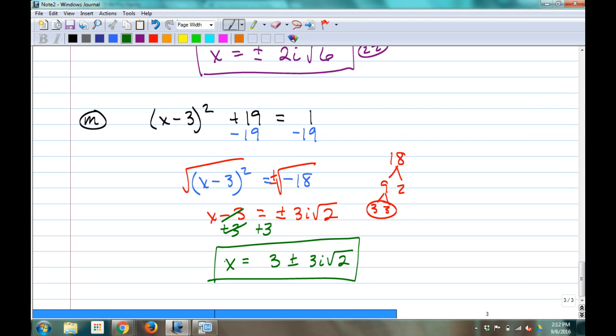And if you plug 3 plus 3i radical 2 in for x and worked it out, it gets you the same thing as 3 minus 3i radical 2 does in there. Oh, no wonder that didn't look right. That's a different one we already had. Yeah, be careful of that. Let's look at one more.